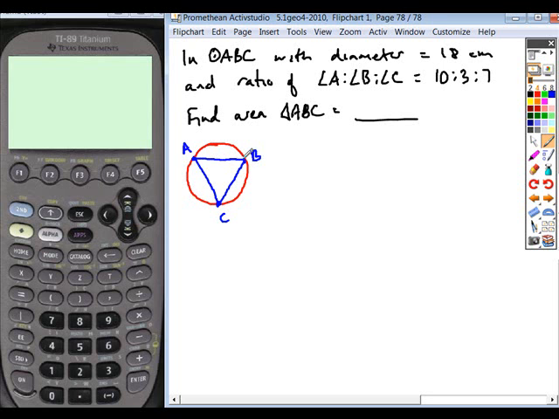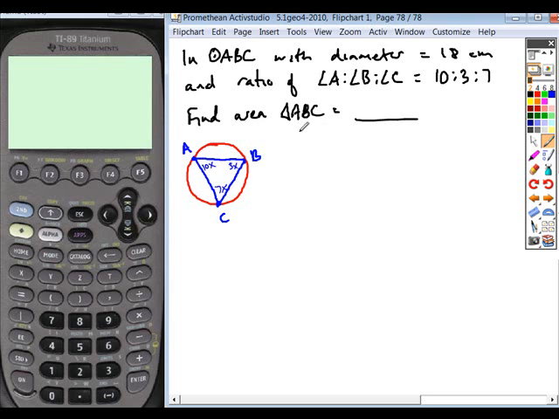And so in looking at this, we're told what the ratio of these angles are. We're told that they are 10 to 3 to 7. You can think of those ratios in two distinct ways. You can either think of them as part-to-part relationships. If that's the case, then you're maybe thinking that A is 10x, B is 3 times some common multiplier x, C is 7 times that same multiplier.